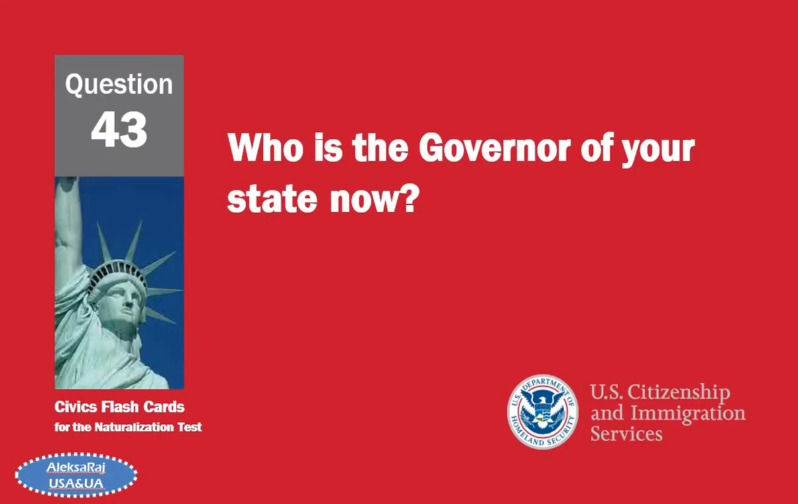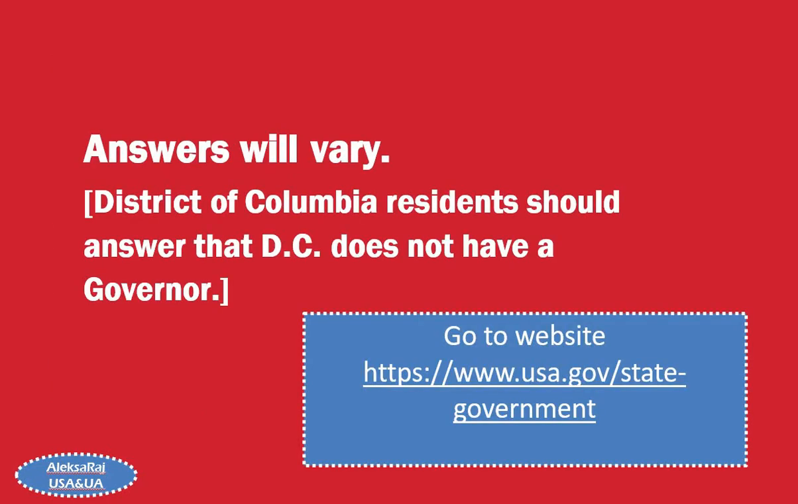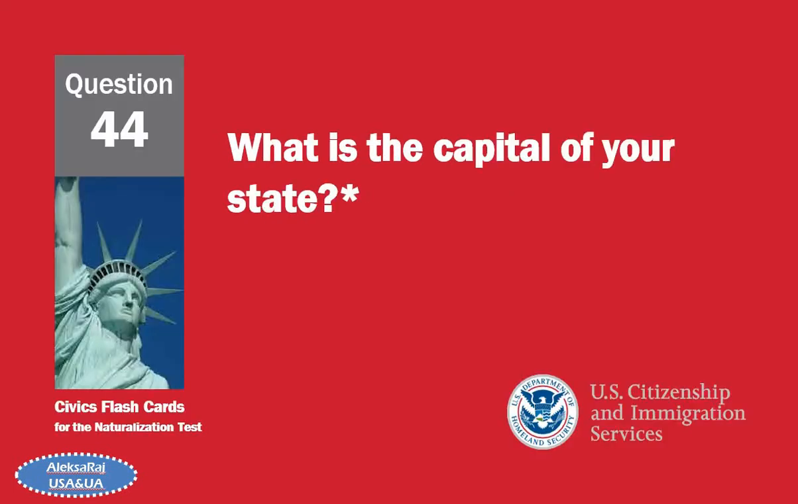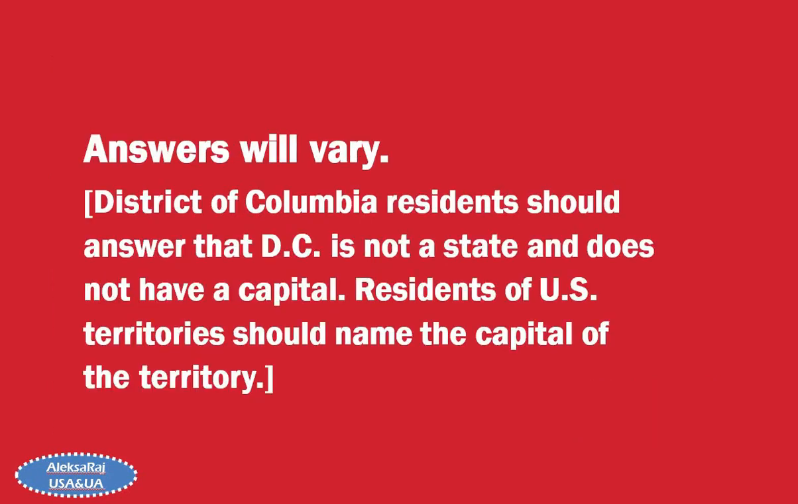Who is the governor of your state now? Answers will vary. District of Columbia residents should answer that DC does not have a governor. Go to website https://www.usa.gov/state-government. What is the capital of your state? Answers will vary. District of Columbia residents should answer that DC is not a state and does not have a capital. Residents of U.S. territories should name the capital of the territory.